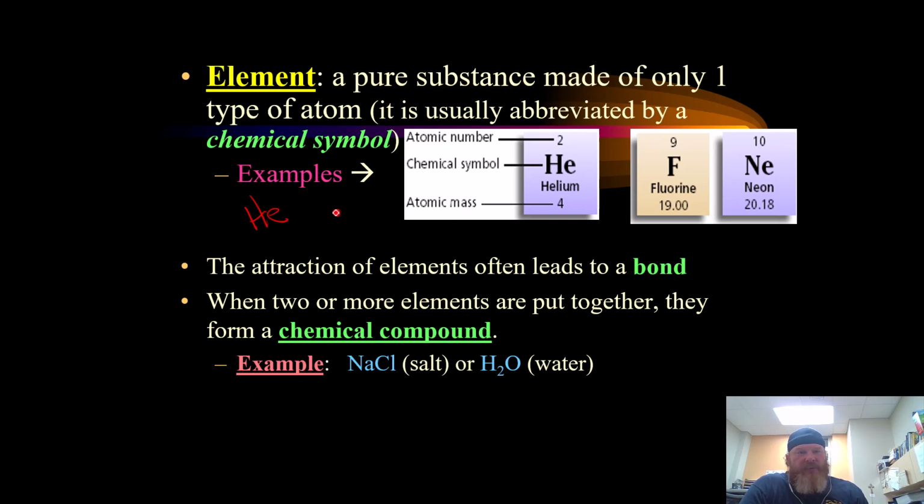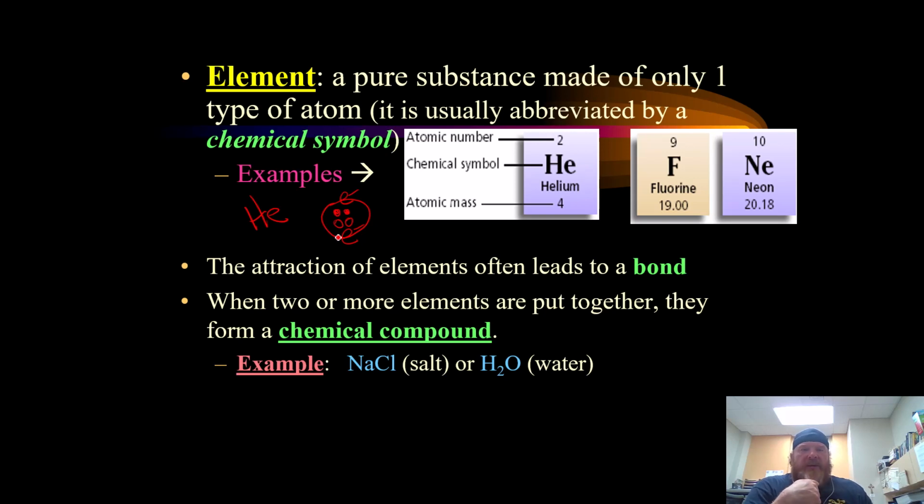So what that means, and you'll talk more about this, is it has 2 protons, 2 electrons, and 2 neutrons. Okay, so you'll talk more about this in chemistry. We'll lead down this road in chemistry, but that is how we read a periodic table.